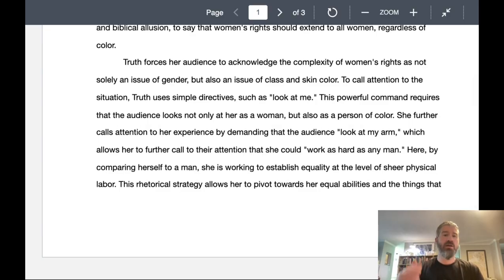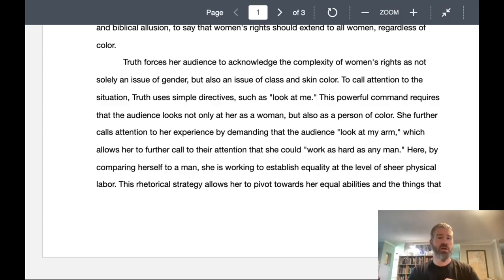So we have the topic sentence: Truth forces her audience to acknowledge the complexity of women's rights as not solely an issue of gender, but also an issue of class and skin color. That's not a bad topic sentence, but I would say we could make that stronger by really focusing in on personal experience, which is what we're going to see here in a minute. Because Truth could acknowledge the complexity without talking about her personal experience. Her personal experience is the strategy that she is using, which is what we want to be looking at for rhetorical analysis.